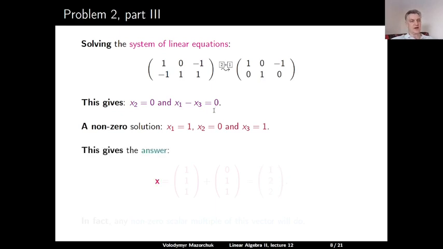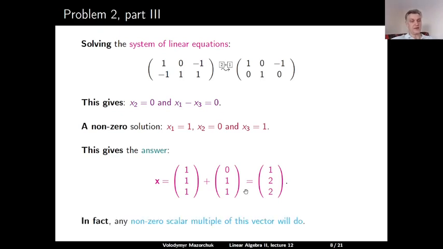So the answer, our vector x, which is orthogonal to both e1 and e2, is the vector v1 plus v3. And this is the vector 1 plus 0 is 1, 1 plus 1 is 2, and 1 plus 1 is 2. So the answer is that the vector 1, 2, 2 is orthogonal to both e1 and e2 in our inner product. In fact, any non-zero scalar multiple of this vector will also be an acceptable answer to this problem.